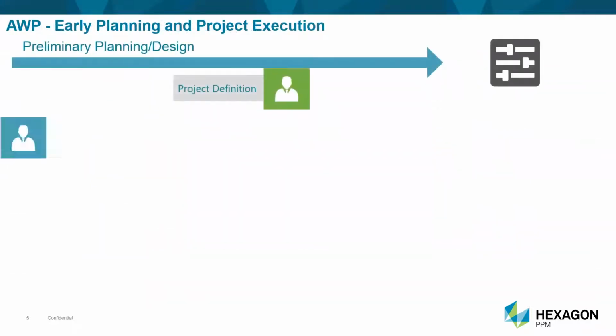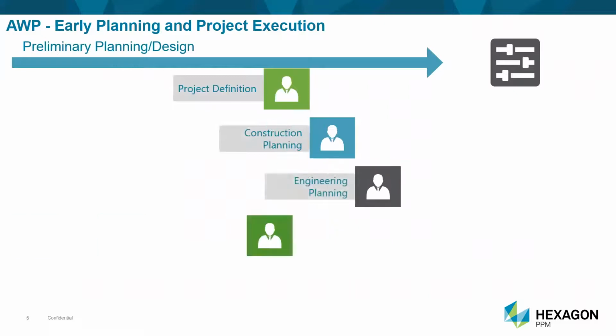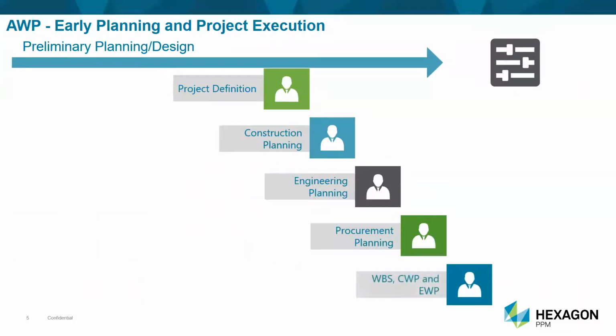So when we talk about early planning in the AWP cycle, we start with project definition, construction planning, engineering planning, procurement planning, all the way through to WBS, CWP, EWP development in the early phases. And we have tools that are there to support the effort all the way through these early stages.